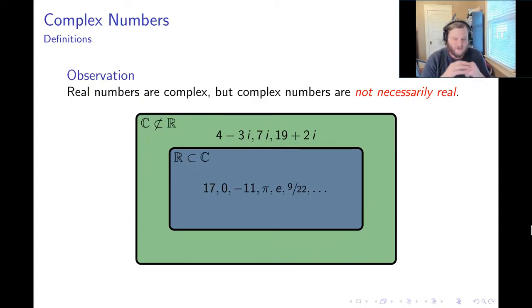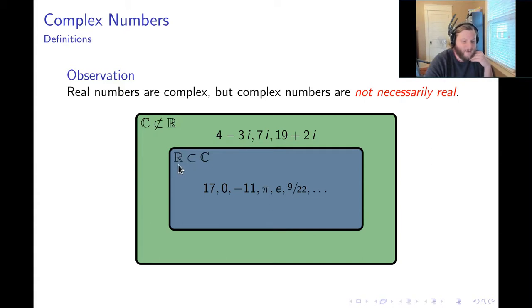So it's important to think about how these things are structured. So we now have sort of two types of scalars. We have scalars that are real numbers, and now we have scalars that aren't necessarily real numbers. So think about the relationships here. Every real number can be considered a complex number. These are the complex numbers whose imaginary part is just equal to 0. So these are the numbers that we've been working with: 17, 0, -11, pi, e, 9/22, and so forth. But now what we're doing is we're sort of enlarging R to include more numbers.